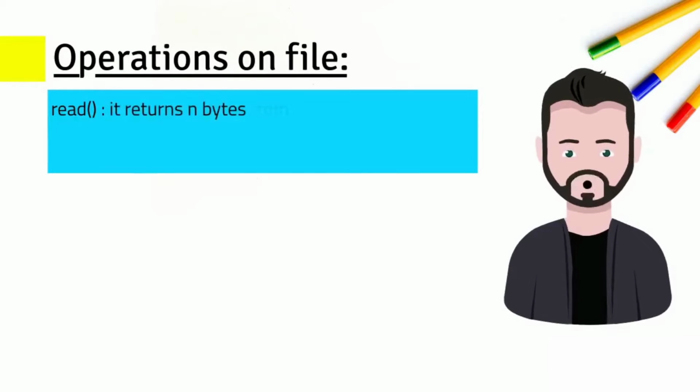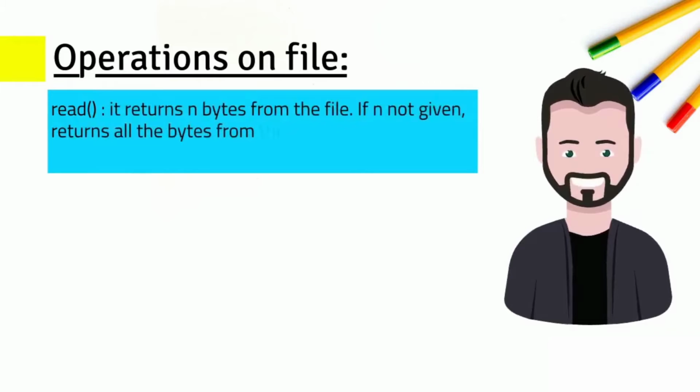Read function: it returns n bytes from the file. If n is not given, it returns all the bytes from the file. Syntax: file object dot read.